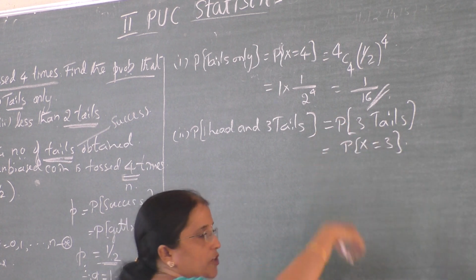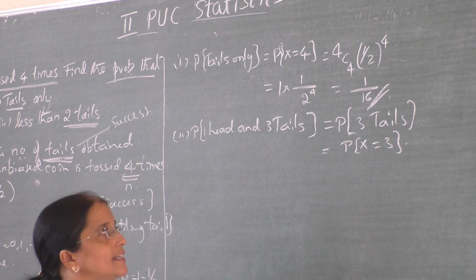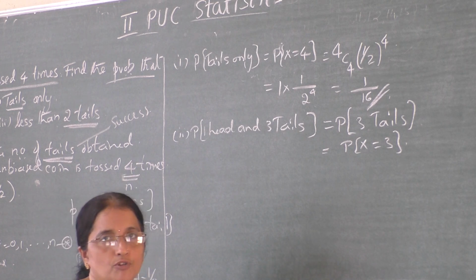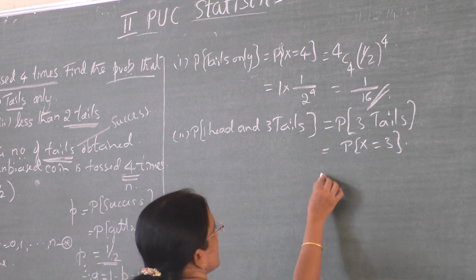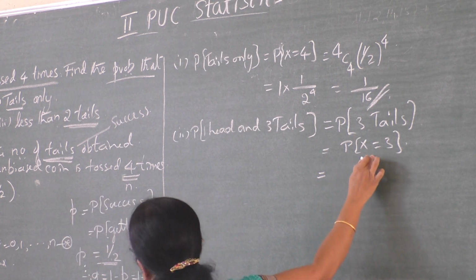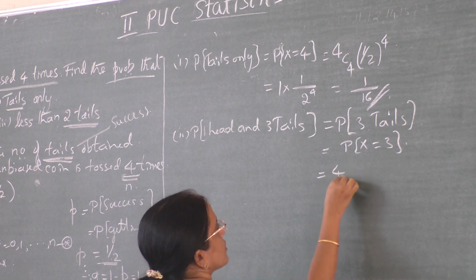This step is very important, identifying the values of x. Read the questions properly and decide which values of x we have to substitute in the probability mass function. Next, the probability of x equal to 3: put x is equal to 3.